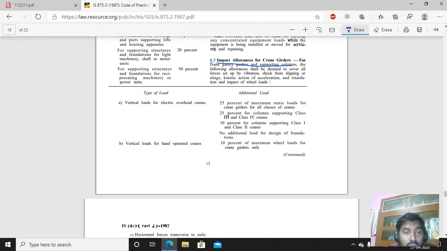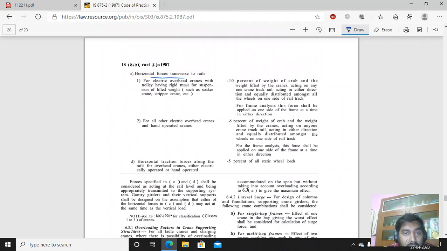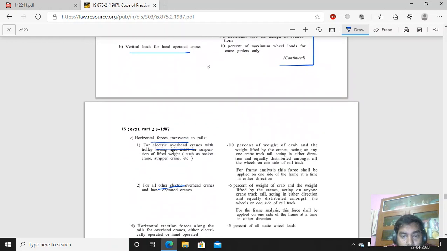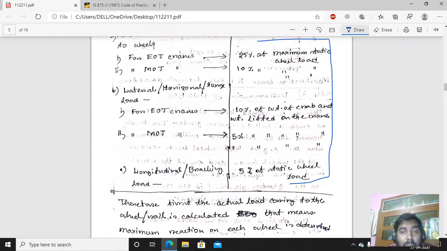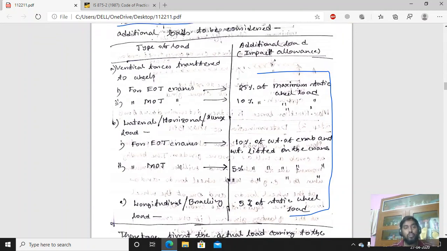So there are vertical loads for electrically operated overhead cranes, vertical load for hand operated cranes, horizontal load for transfer to the rails for electrical overhead cranes, and for all other cranes. So these are the values. I have written all the values in my notes also. So you can see these are all the values we have to consider. That means when we are determining the total load, we have to consider the impact allowance also.